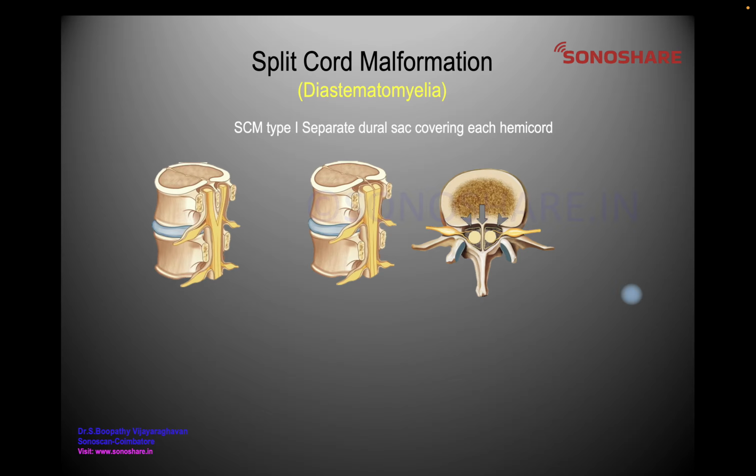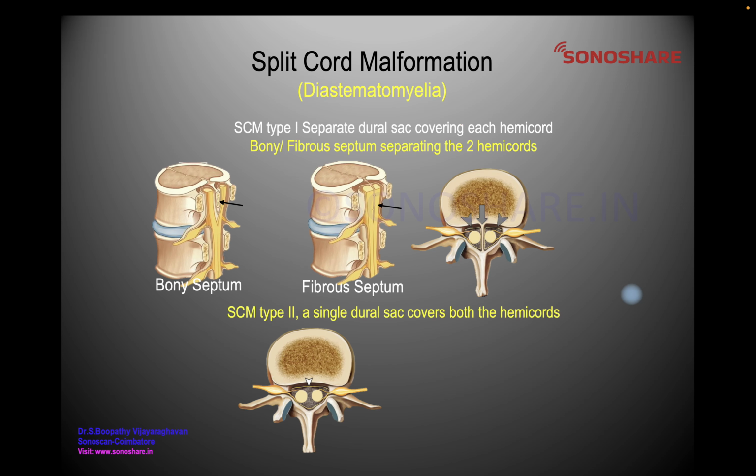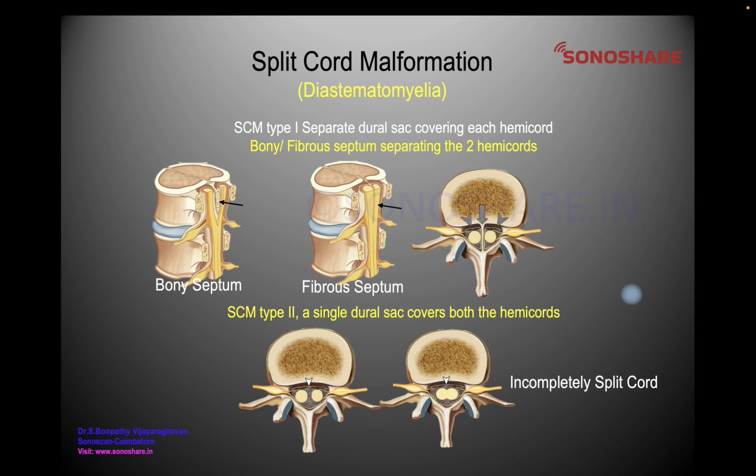Now the types are: type 1, a separate dural sac covering each hemicord, divided by a bony or fibrous septum; and type 2, a single dural sac covers both the hemicords, where there can be an incompletely split cord. So the spectrum of all these types are shown in this lecture.